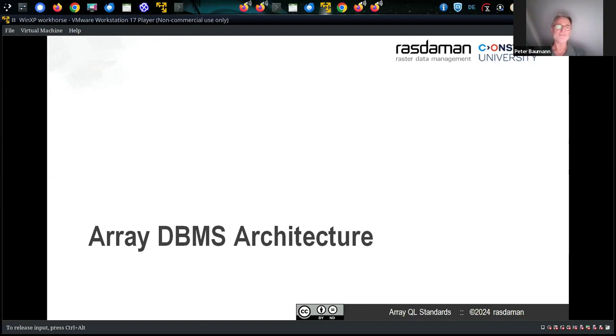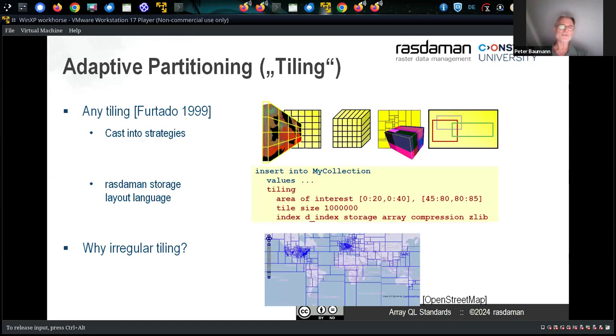Just a little bit about architecture. Of course, the big data get split in the server, they get partitioned, and you can do a lot of research and find out how you want to do that. Very often it's just a regular splitting, a regular partitioning. I had a PhD student, she actually has investigated into tiling strategies, and now we have a storage layout language which allows us to define on a physical level what the tiling is, what compression is to be done, etc.